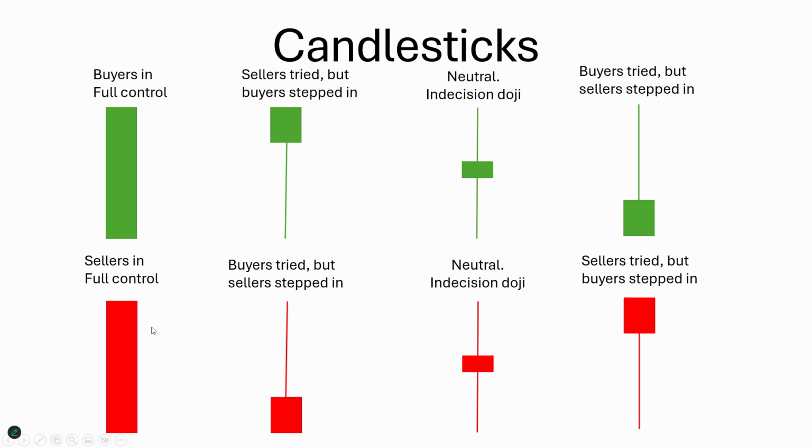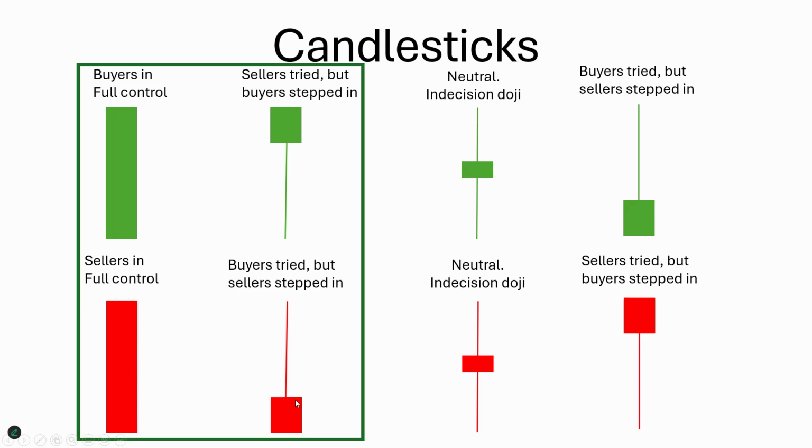Flipping it to the seller's side, the red candles. In this case, the price started here. The seller stepped in aggressively and pushed it all the way to the bottom with no bottom wick, which shows the seller's in full control. This is a very bearish candle. This one is the inverse hammer, which is also very bearish.